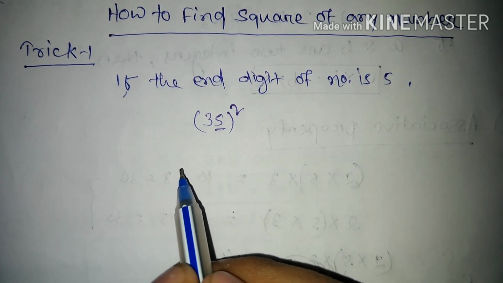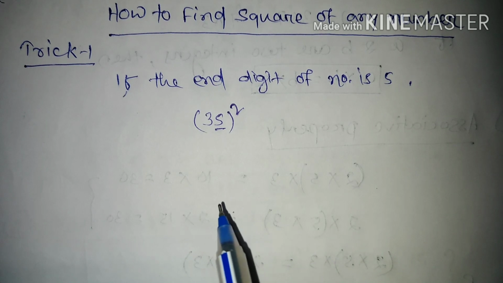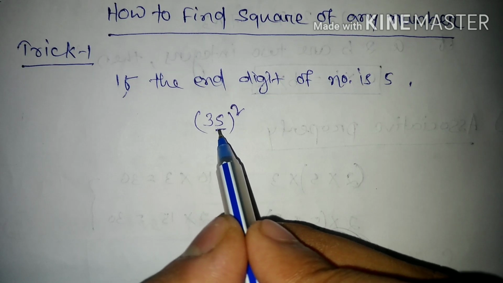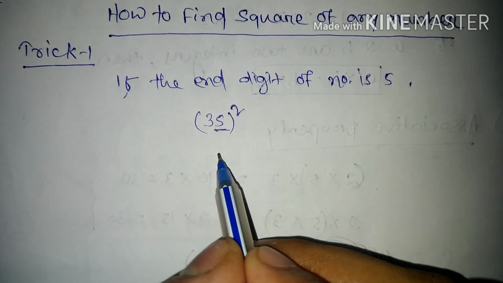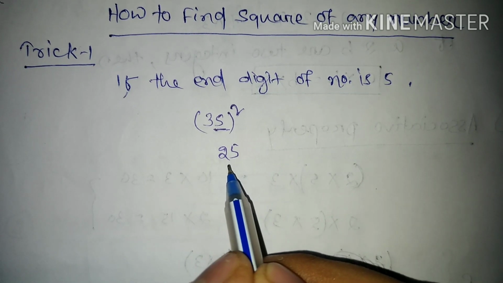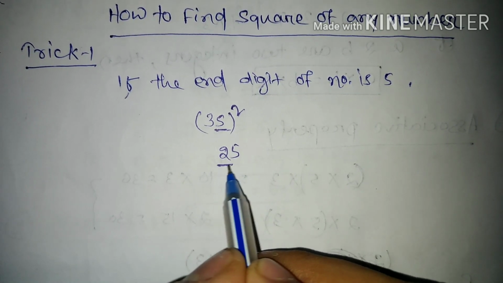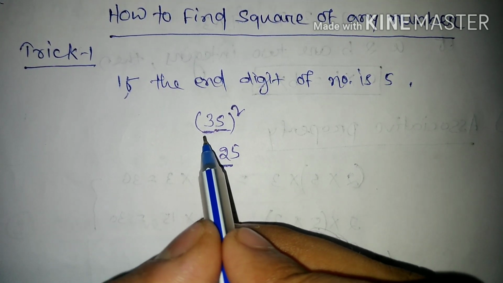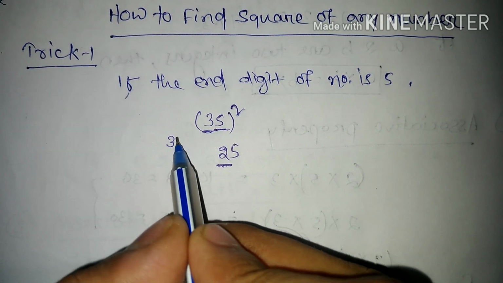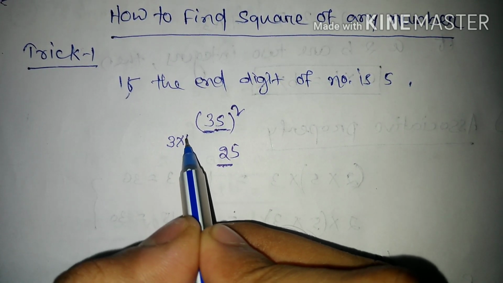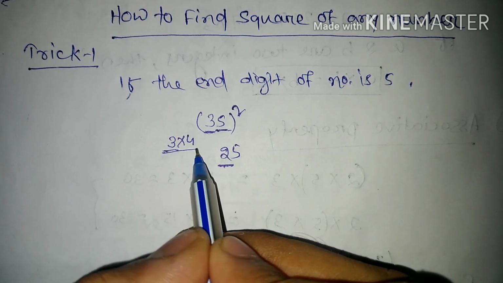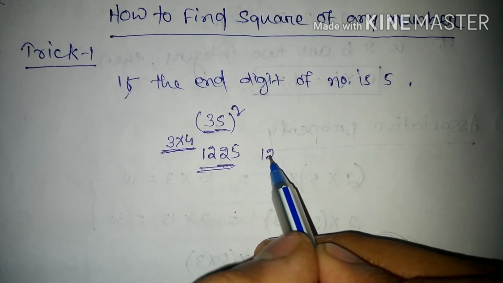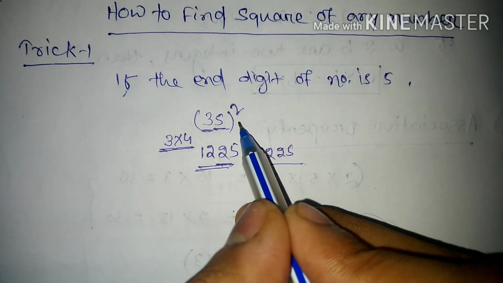So now we will find the square of this number. To find this type of square, we have to do 2 steps. The first step is we have to write the square of 5 here. What is the square of 5? That is 25. Then, what is the rest number? 3. We have to multiply 3 with its next number. What is the next number of 3? 4. And it comes 12. So we have to write the 12 here. So the number we got is 1225, which is the square of 35.